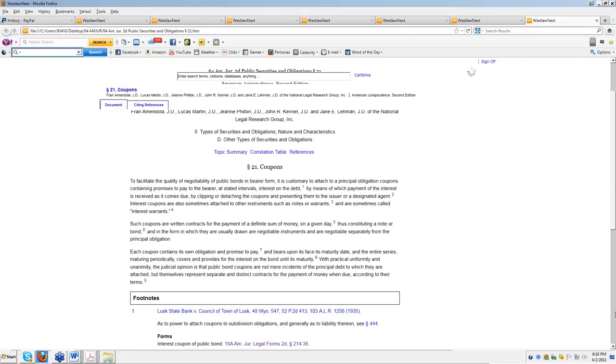Read that again. Such coupons are written contracts for the payment of a definite sum of money on a given day. Thus, read it again. Such coupons are written contracts for the payment of a definite sum of money. So you've got a written contract for the payment of money, and that coupon is the money to pay the contract. Thus constituting a note or bond, and in the form in which they are usually drawn are negotiable instruments and are negotiable separately from the principal obligation. And why aren't you endorsing these and sending these back in for payment?